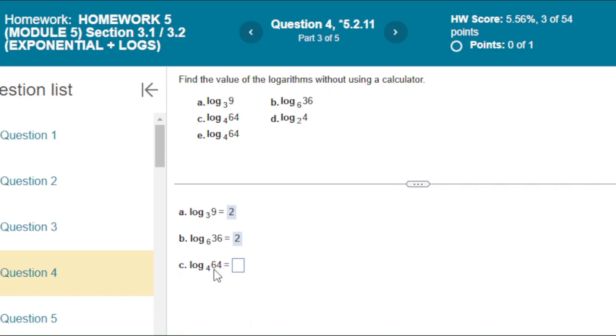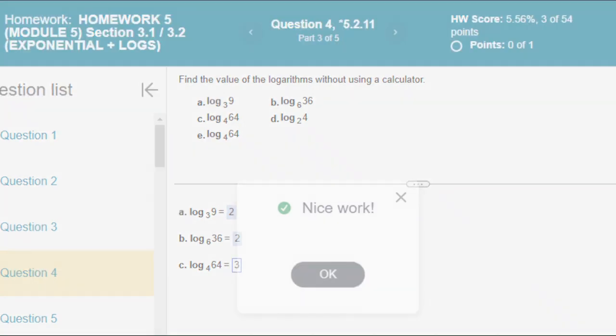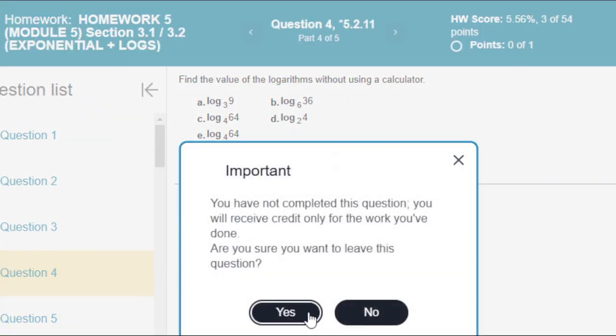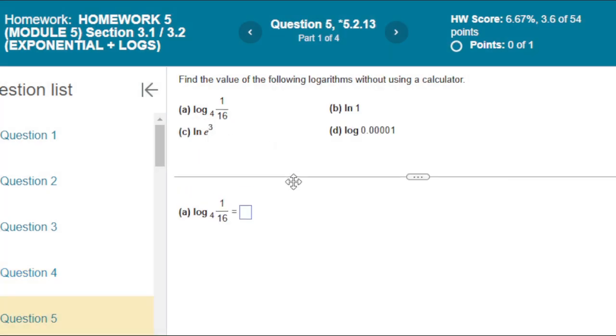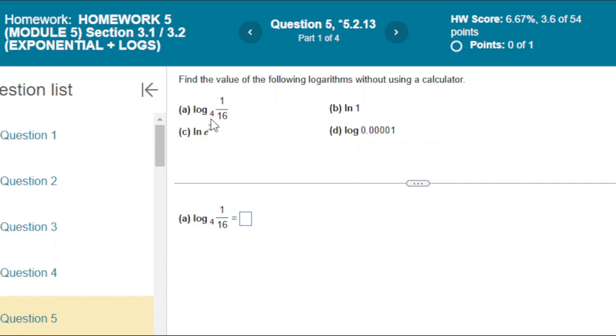Okay, now part C, what's log base 4 of 64? Well, 4 squared is 16. 4 to the 3rd power is 64. Okay, so you can work your way through these questions. I'm going to move on to the next one here. This one is similar, but it has log base 4 of 1/16. Well, notice, isn't that going to be negative 2? 4 to the negative 2 power is the same thing as 1 over 4 to the positive 2, which is 1/16.